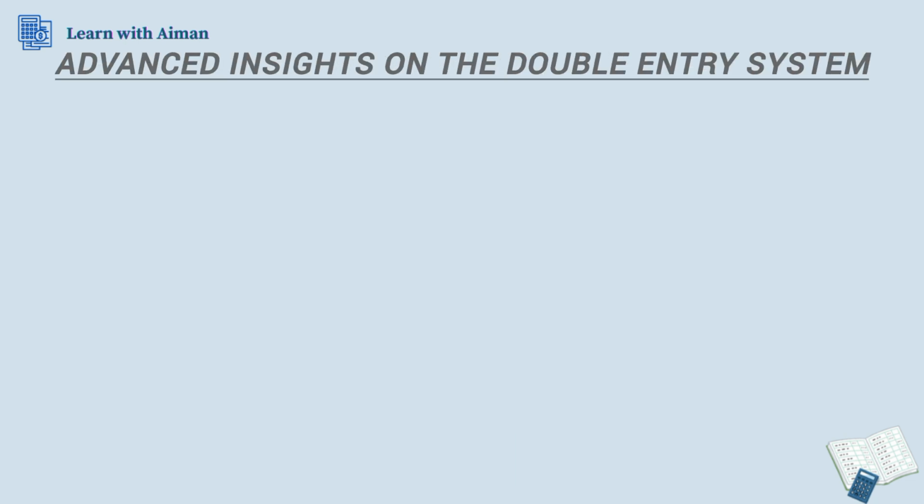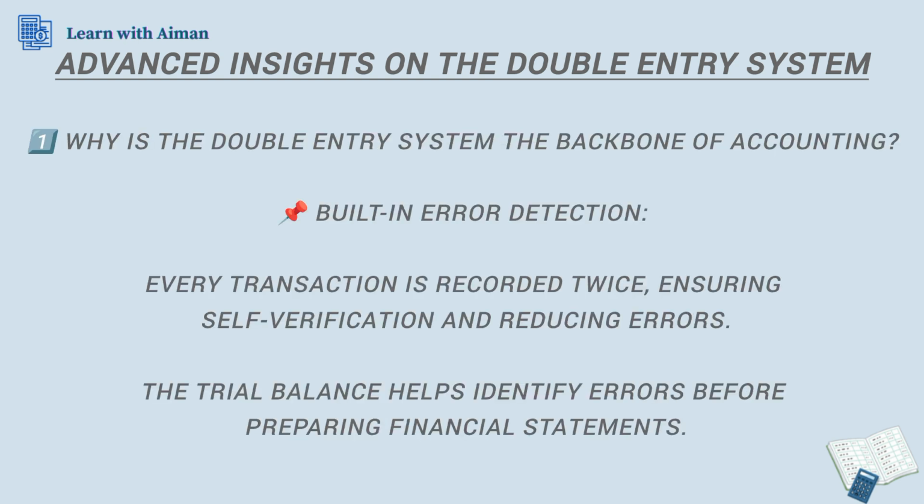Advanced insights on double entry system. Why is the double entry system the backbone of accounting? Built-in error detection. Every transaction is recorded twice, ensuring self-verification and reducing errors. The trial balance helps identify errors before preparing financial statements.